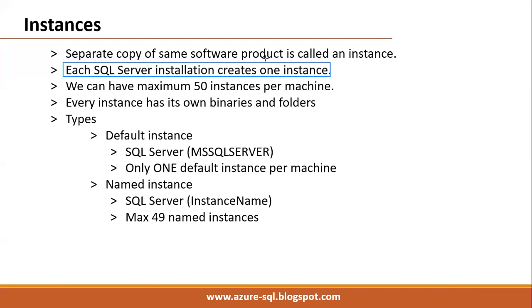Why do we need multiple instances in real time? In general, remember, in one machine we have one instance. But we can have multiple instances also. In a development server, we can have multiple instances, but in a production server, we have only one instance. In one server, one instance in general.